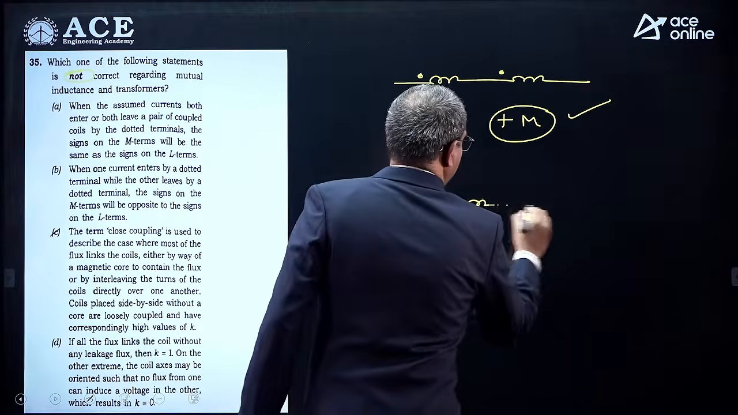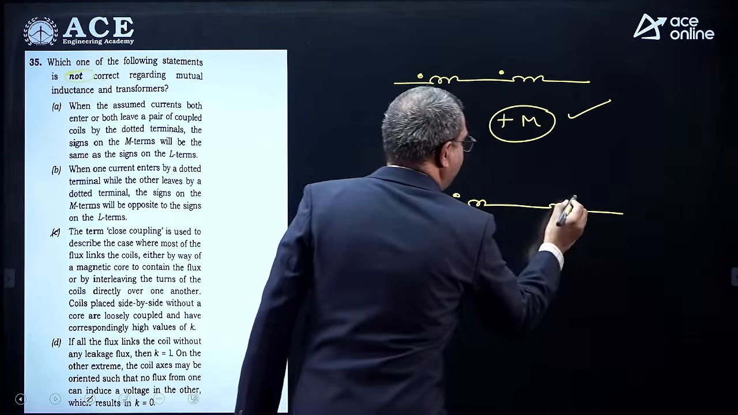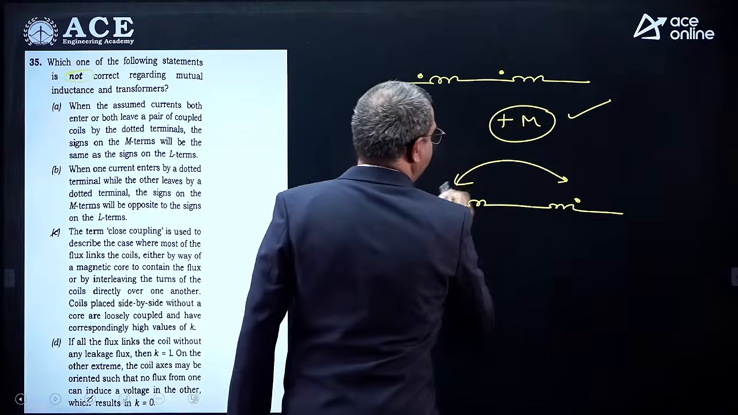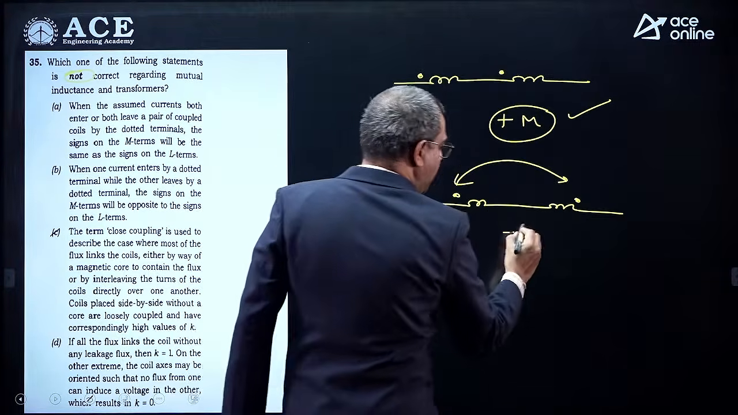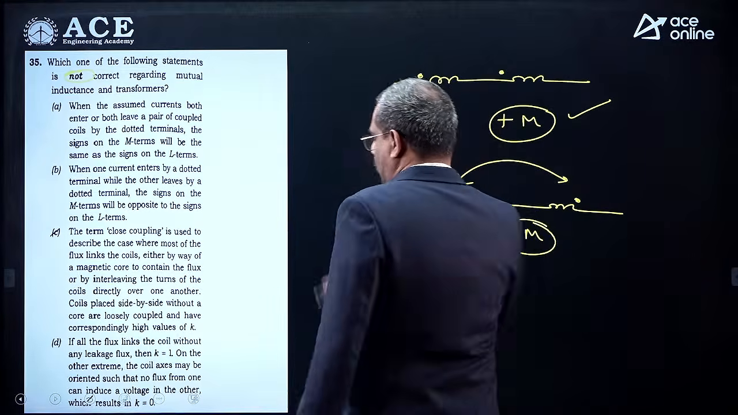Second statement: when one current enters the dotted terminal while the other leaves, the sign is taken opposite. Suppose I write it this way, this is M, one entering, one leaving, so it is opposite. So M is taken as negative with respect to L. That is also a correct statement.